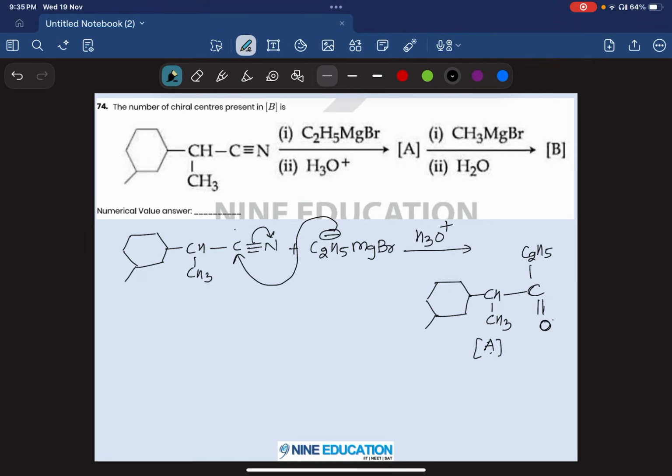To this product A, again, one more mole of Grignard reagent is added, this time a different sort of Grignard reagent. Again this Grignard reagent reacts with that carbonyl carbon, and the bond is shifted onto oxygen, and a tertiary alcohol group is formed in the end. In the end, what is formed? Tertiary alcohol group is formed.